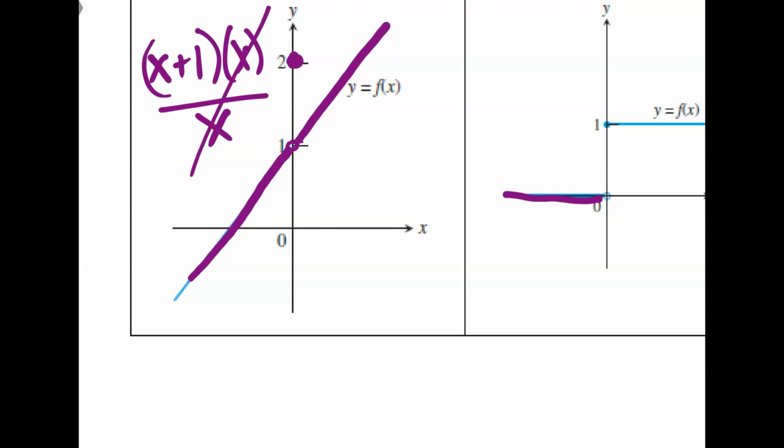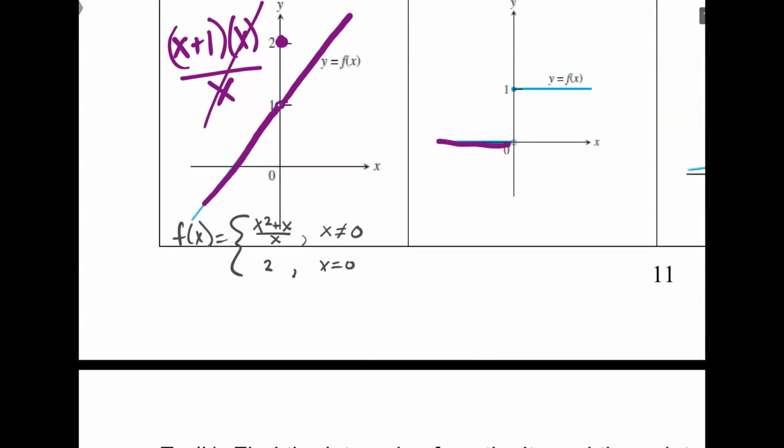But then how would we know that the actual point is 2? Oh, because you would have to say it would have to be a piecewise. So you would say f of x is equal to x squared plus x over x if x does not equal 0, and then it's equal to 2 otherwise. That would be what the piecewise looks like.